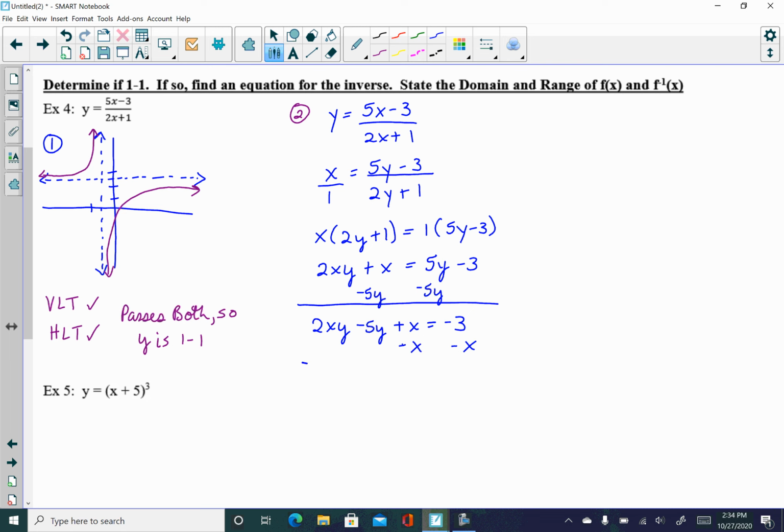If you want to do all that at one time, you certainly could. I just like to show all my work here. 2xy minus 5y equals -x minus 3, or if you write -3 minus x, that's the same thing. Next step, you want to solve for y. You notice over here on the left-hand side, you have two terms, and they both have a y in common. Factor that y out, and write what you have left over, and that would be 2x minus 5.